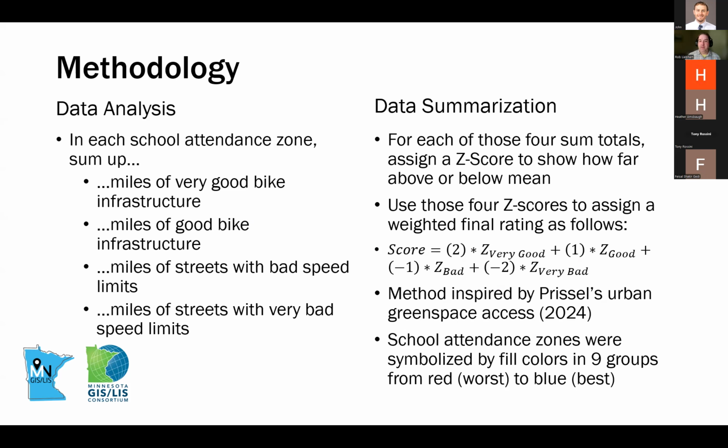So I knew that I wanted the good things to count positively towards the score, and I wanted the bad things to count negatively towards the score. This was another aspect that I borrowed from Prissel's method. And so I arrived at a final bikeability score for each school by taking 2 times the z-score of very good features, and then I added 1 times the z-score of good features, figuring that, well, very good stuff is twice as good as good stuff. And I did the opposite with bad stuff. So then I added -1 times the bad z-value and -2 times the very bad z-value. This gave a final score.